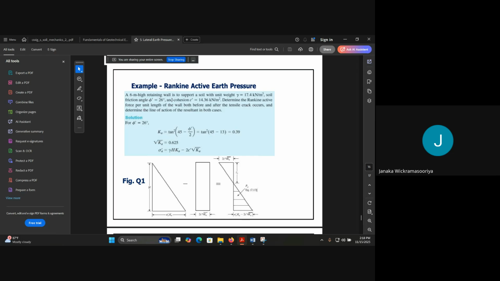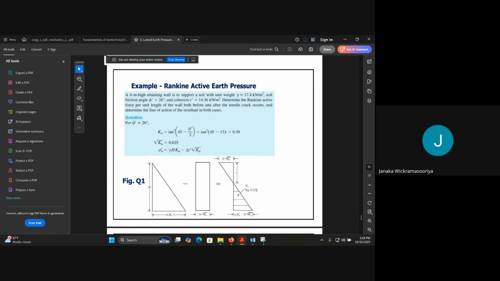A 6-meter high retaining wall is to support a soil with unit weight gamma given, soil friction angle given, and cohesion. Determine the Rankine active force per unit length of the wall before and after tensile crack occurs. And determine the line of action of the resultant force in both cases, right?